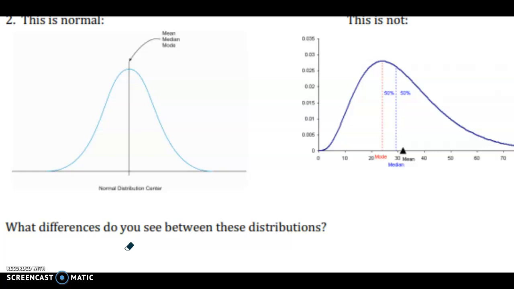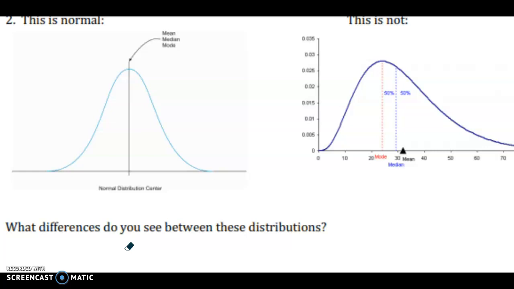So mean, tell your neighbor what the mean represents. And you should have said that the mean is the average. And how we find the average is we add them all together and we divide by how many data points there are. Okay, now tell your neighbor what is the median. And the median is the middle number if you line it up from smallest to biggest. The mode is what? Tell your neighbor. And the mode is the one that occurs the most.